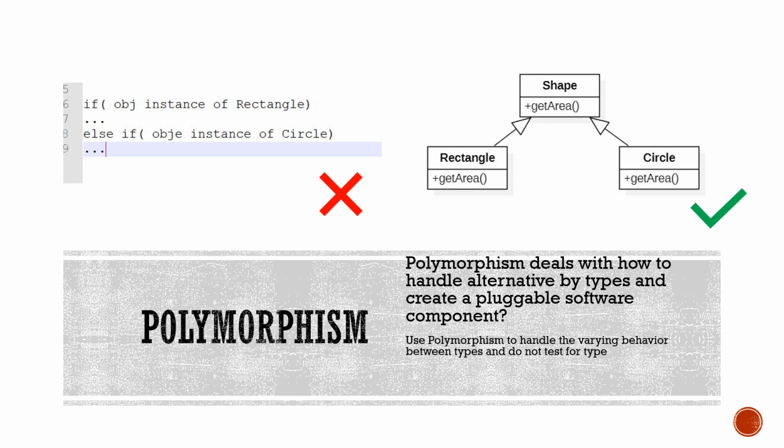There is a principle called the open-closed principle in the SOLID principles, but we'll talk about it later. For now, keep in mind that we should not check for the type of a subclass. Instead, use polymorphism so that we don't need to modify the code if we add a new class.